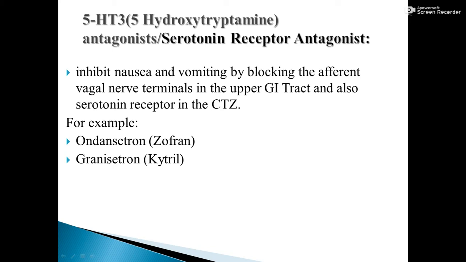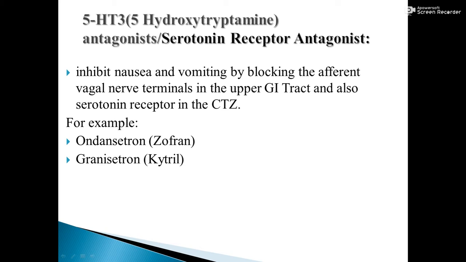Today the topic which I am going to present is 5-HT3, or 5-hydroxytryptamine antagonist, the serotonin receptor antagonist. Mechanism of action of these drugs: they can inhibit nausea and vomiting by blocking the afferent vagal nerve terminals in the upper gastrointestinal tract, and also the serotonin receptors in the chemoreceptor trigger zone.